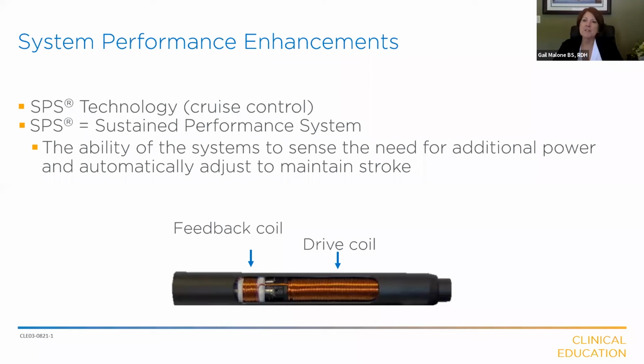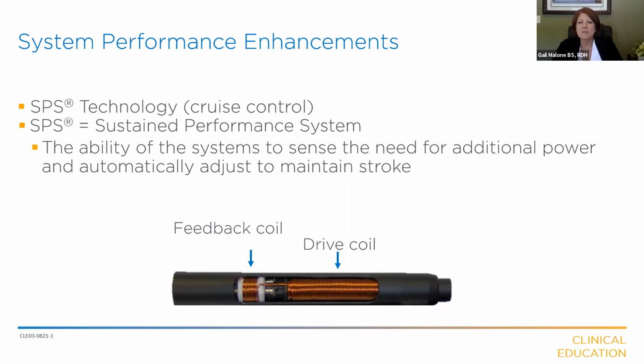Now, as you know, Cavitron technology has been around for a while, more than 60 years, but along the way, there have been some significant system performance enhancements that have been made. Let's take a quick look at what some of those are. The first is sustained performance, SPS technology as it's called. Essentially, it's the ability of the system to sense the need for additional power and automatically adjust to that need so that the tip maintains the length of the stroke.